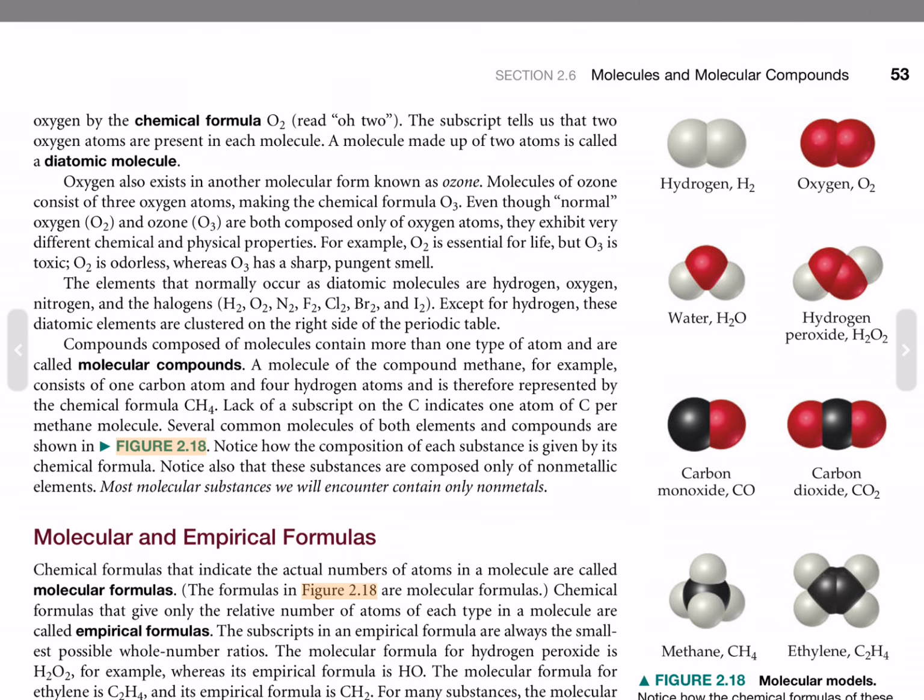Several common molecules of both elements and compounds are shown in Figure 2.18. Notice how the composition of each substance is given by its chemical formula. Notice also that these substances are compounds only of nonmetallic elements. Most molecular substances we will encounter contain only nonmetals.